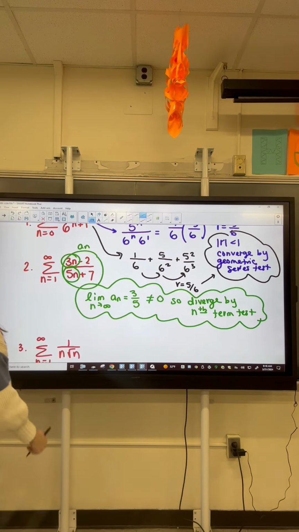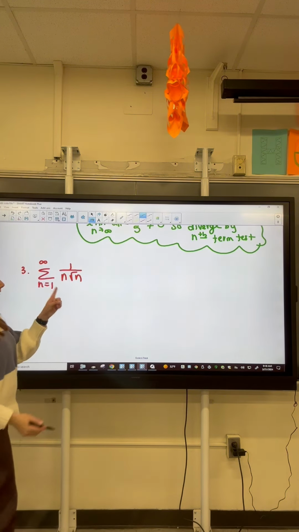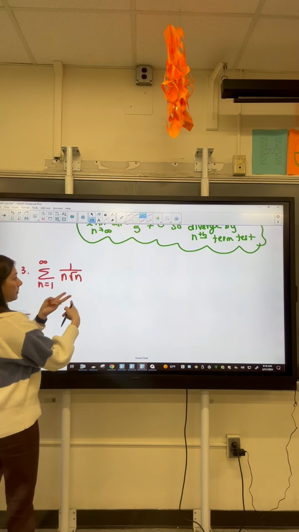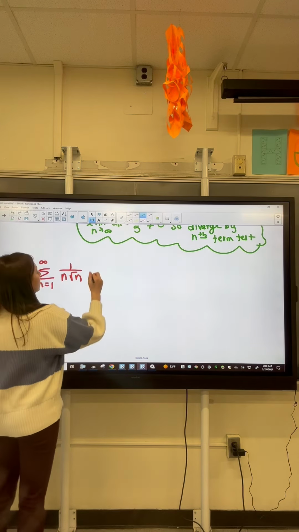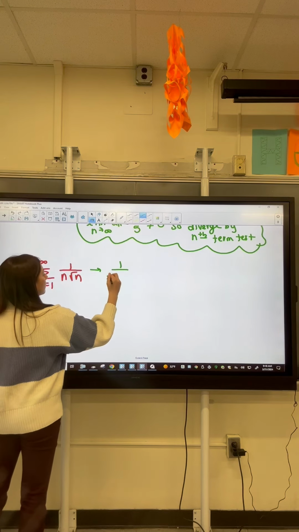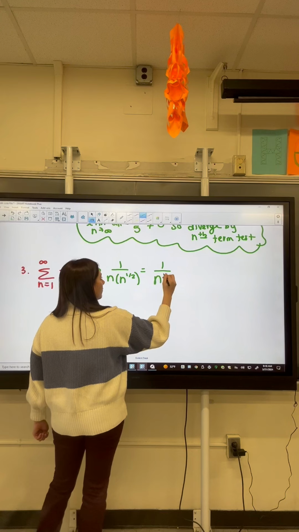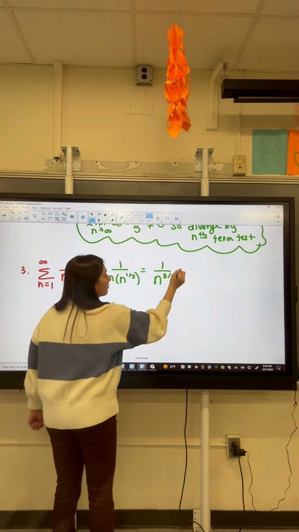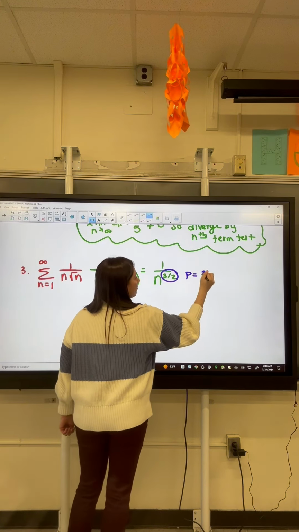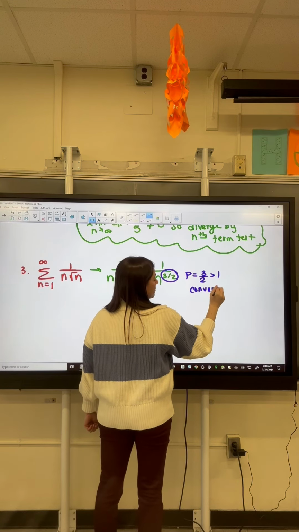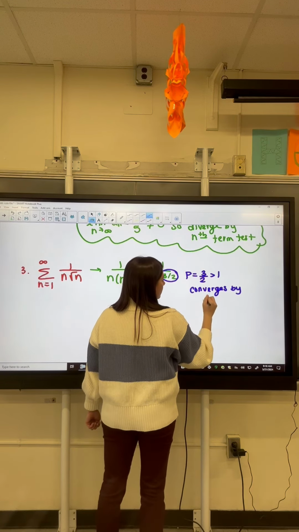Okay? All right, number 3. So at first glance, it's looking like it's going to be a p-series to me. However, first thing we want to do is simplify that. So that's 1 over n times n^(1/2). When you're multiplying, you add the exponents, so it's going to become n^(3/2) on the bottom. Identify p. p is 3/2, which is greater than 1. So the condition is that we converge by the p-series test.